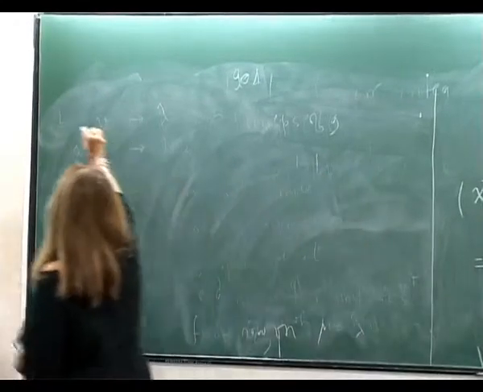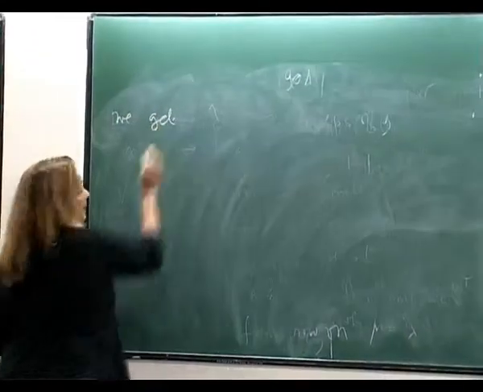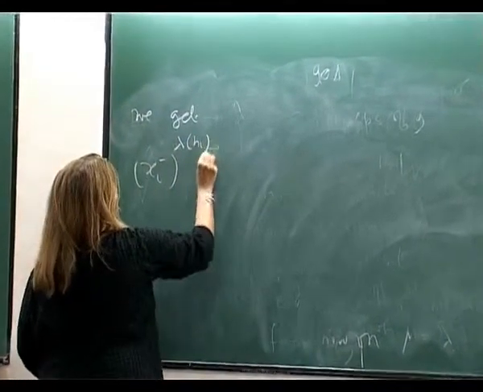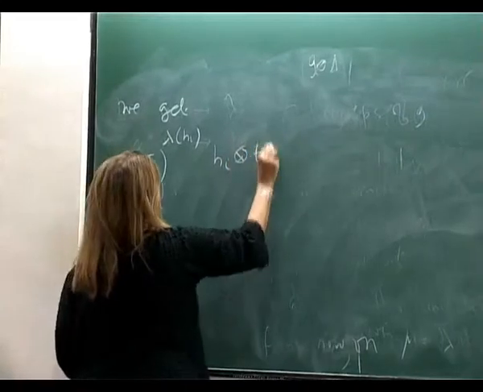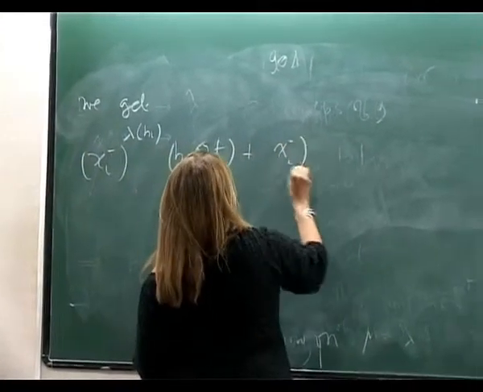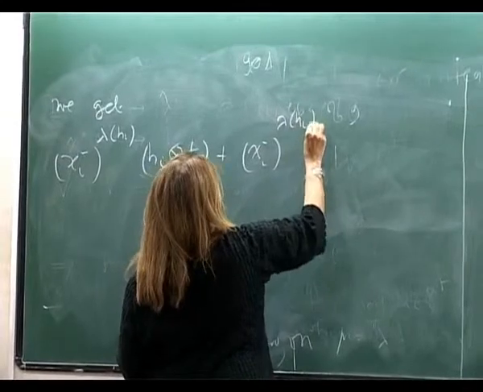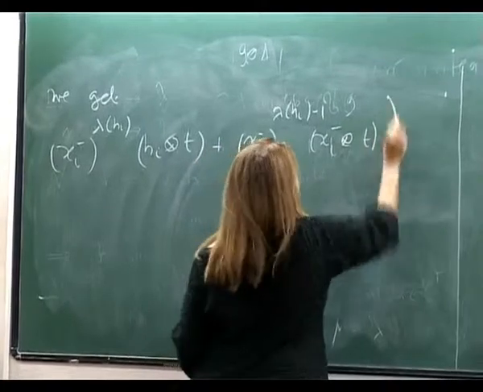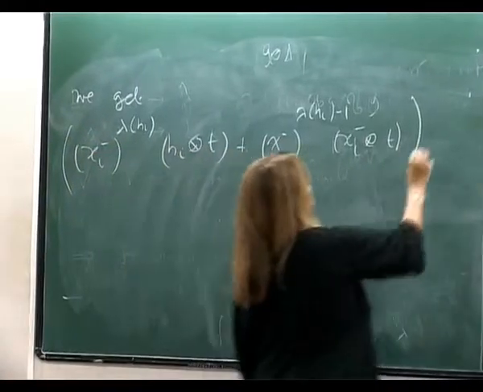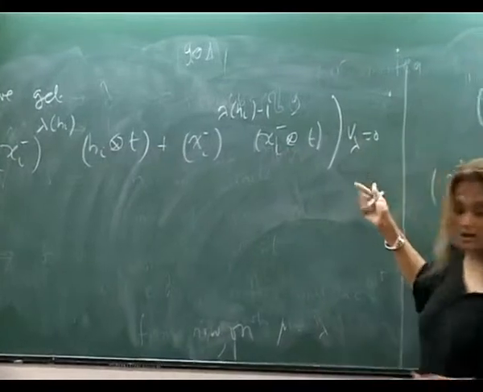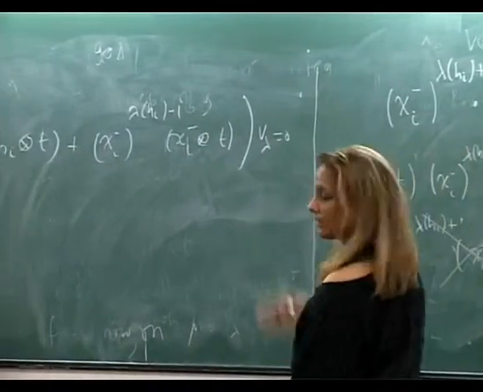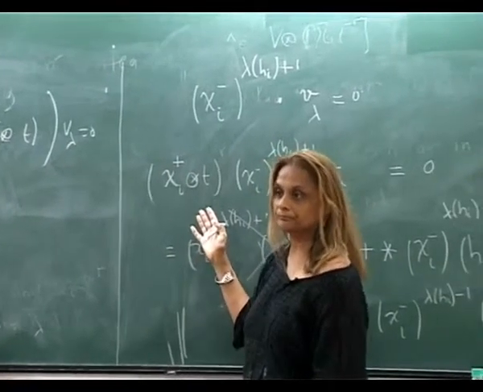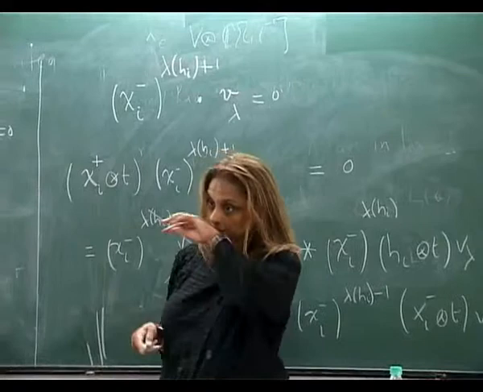So we get that some scalar multiple, so xi minus raised to lambda hi tensor t, plus xi minus tensor lambda hi minus 1. So never mind the scalar multiples, they're definitely non-zero. Xi tensor t on V lambda equal to 0. So I don't know what to do with this condition. I don't know how to understand it. So what is the obvious thing to do? I apply this once more, right? And I keep applying it.